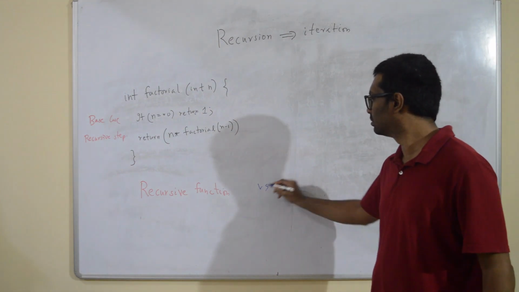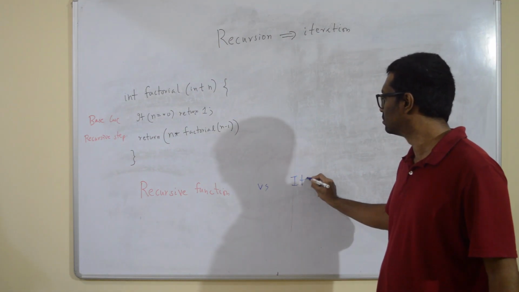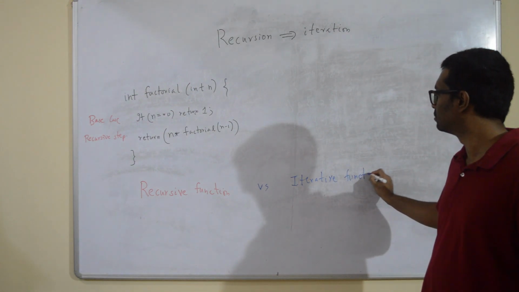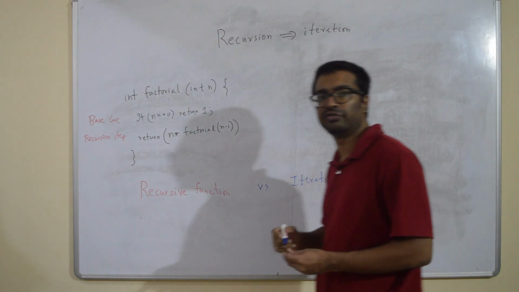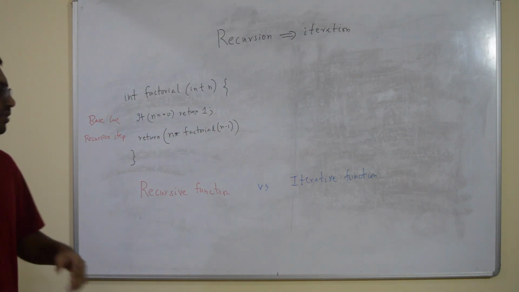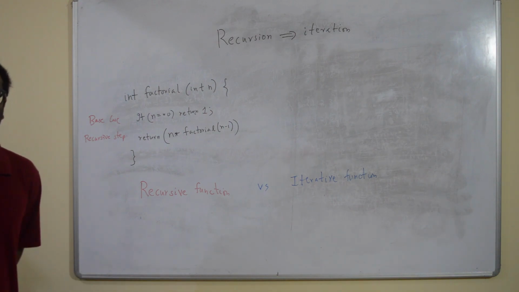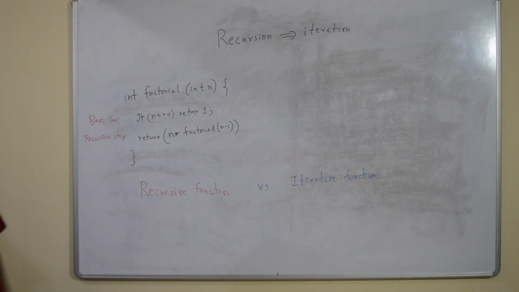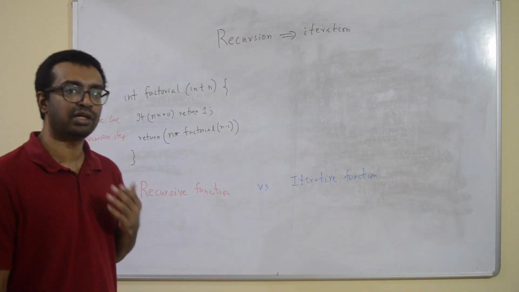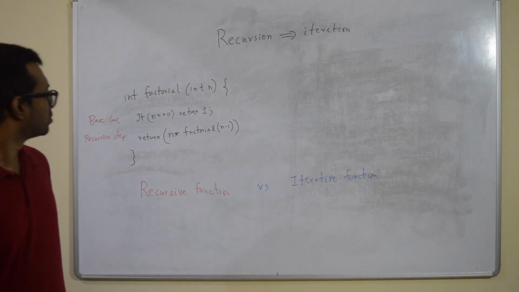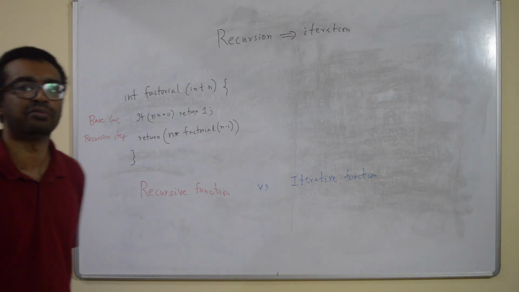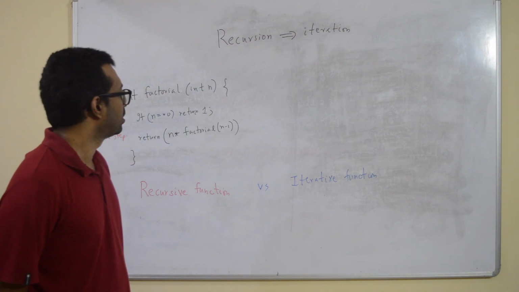So, recursive function versus iterative function. What I have written here is the factorial function, which takes an integer n and returns its factorial, n factorial. We have seen this function. I have just simplified it and removed the variables, etc.